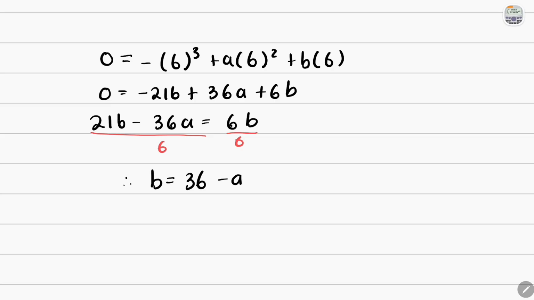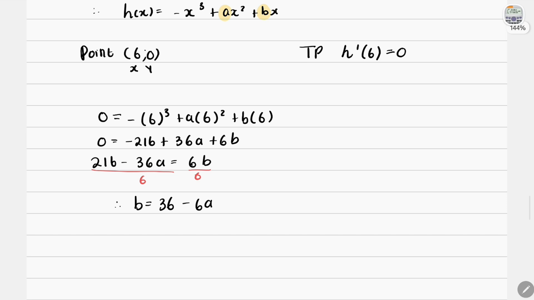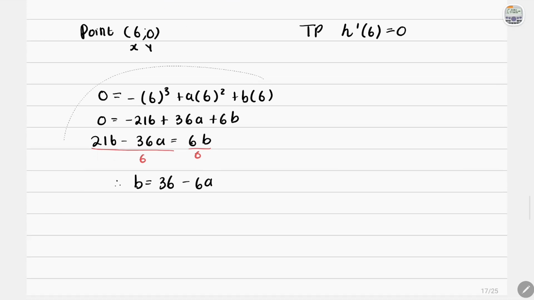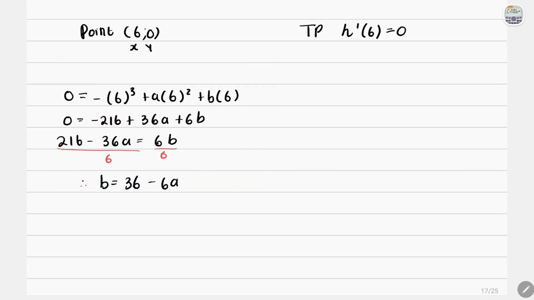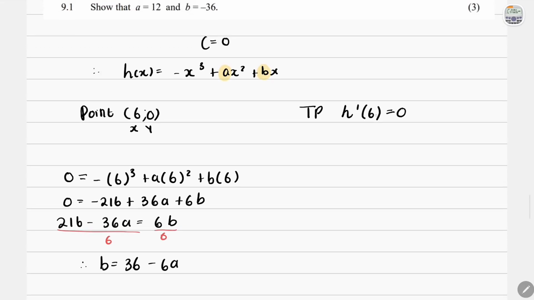So we have minus 6a. Okay, and this is what we have, and that's our first equation. We'll see if this one can also be written in terms of b. Now we're using 6 and 0, that point, as a turning point. So specifically at the point where x is equal to 6, the gradient of this function is 0.